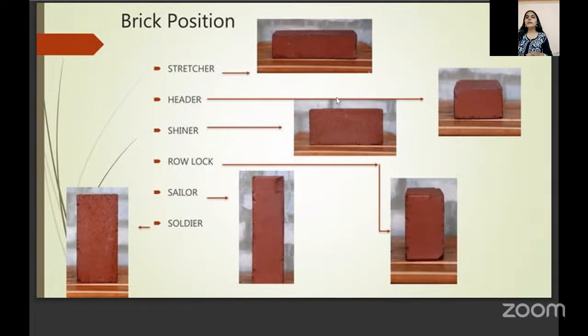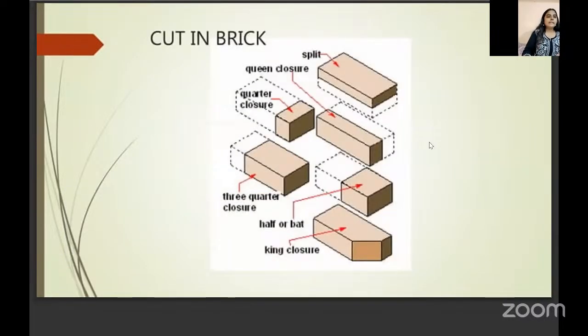Then you can see the bottom part of a brick, which was earlier laying flat on the surface, that is the shiner. The side portion when it is standing upward is known as the sailor, and the soldier. So these are the positions, different positions in which brick can be laid in a course.